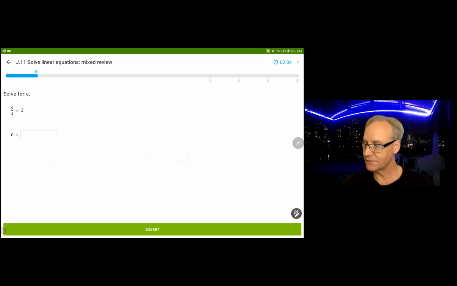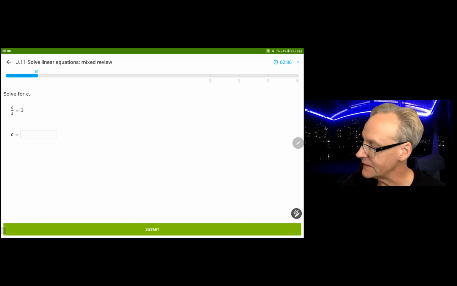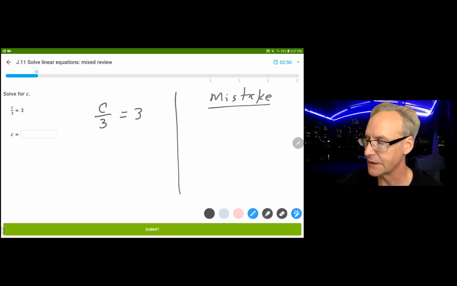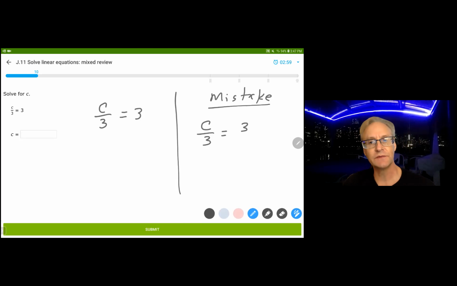All right, this one, there's a very common mistake that happens, and I want to show you the mistake. So what I'm going to do is write the mistake over here, so you can see not to do this. A lot of times what happens is students see C over 3 is equal to 3. And a lot of times you are dividing by a number on both sides. And so they'll put the 3 over here and get C equal to 1.